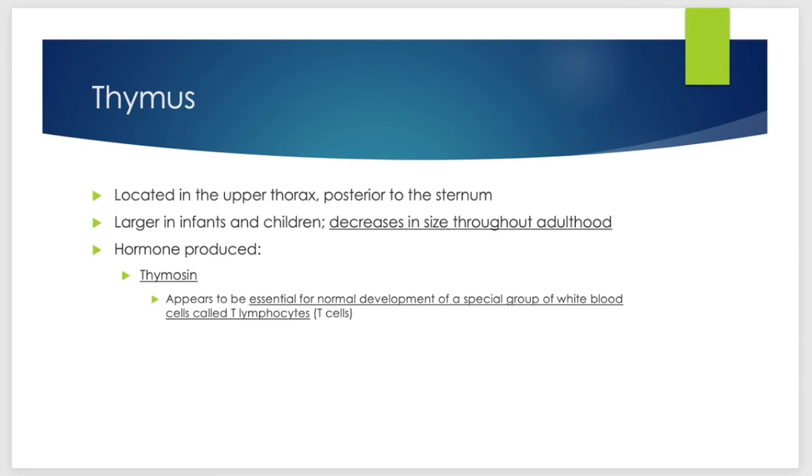Next, we have the thymus. The thymus is located right above the heart. It's usually larger in infants and children, and then it decreases in size as we age. The hormone that your thymus produces is called thymosin, and it seems to be essential for the normal development of your white blood cells called T cells or T lymphocytes. The immune system is something that we will get to later in the year, so we'll talk more about your T cells when we get to the immune system.